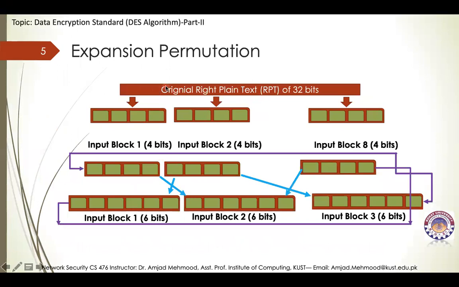This is an example. You can see with the help of the diagram that you have received 32-bit right plain text, and each one is of 4-bit size. So first, you can see here that the fourth and first bits will be repeated in each block. So you will be receiving 6 bits. So the 4-bit block will be expanded to a 6-bit block. So now you will be having 6-bit blocks.